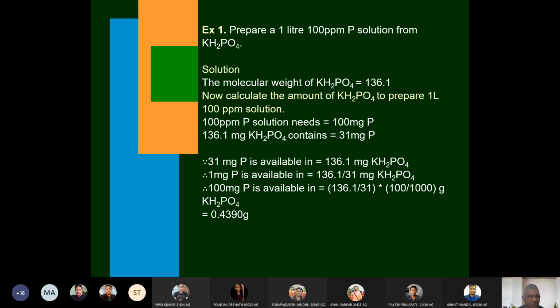We need to calculate it. So 31 milligram phosphorus is available in 136.1 milligram KH2PO4. It is just like urea and nitrogen. 1 milligram P is available in 136 divided by 31 milligram, and 100 milligram P is available in so many grams. So the answer is 0.4390.